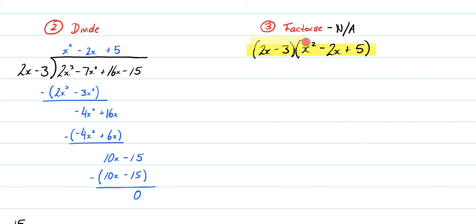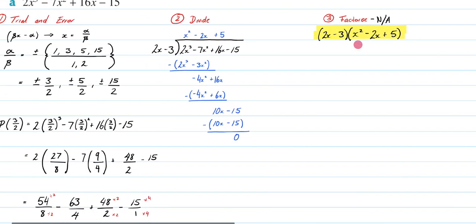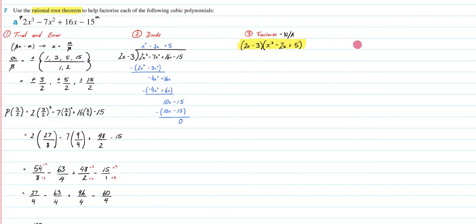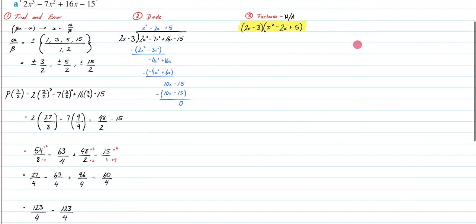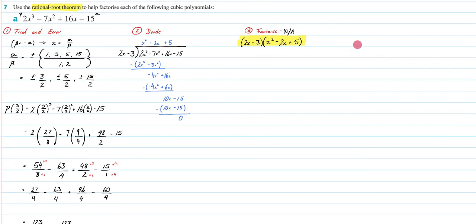That's your answer. Hopefully that's been helpful to you. We're done. 2x minus 3, x squared minus 2x plus 5. Yep, that's the answer. Let's just zoom out and look at all the work we just did. It took quite some time, and you can imagine this would have taken even longer if our trial and error didn't work the first time. So let's just thank the heavens that it did. Hopefully this was helpful to you in answering this question.